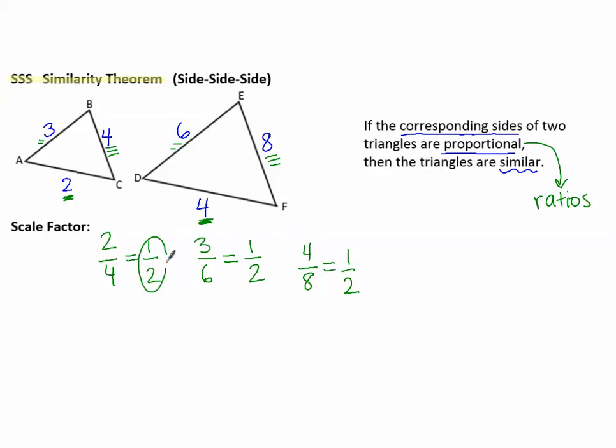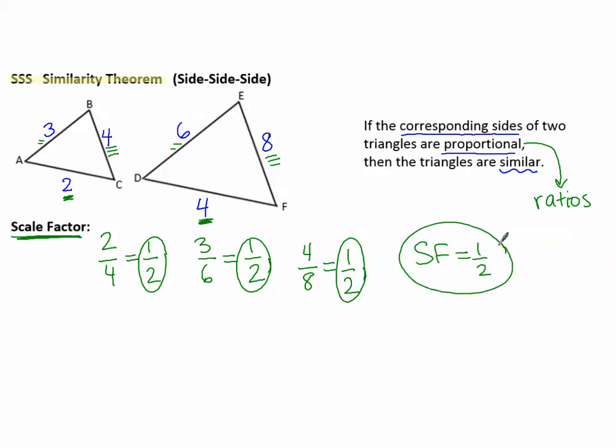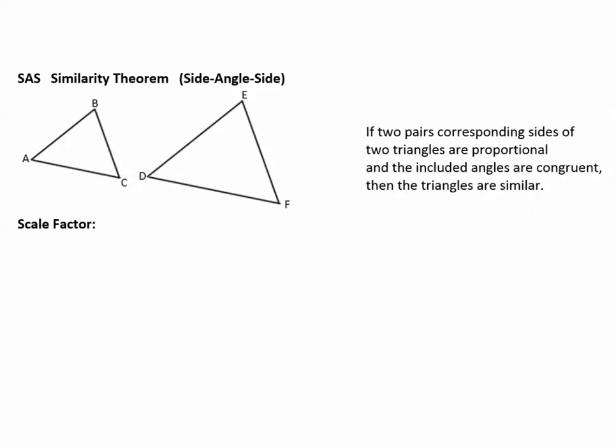Because all of these ratios are the same, the sides are proportional. And that's how we find the scale factor. The scale factor will be 1/2 because these sides are proportional to these sides, and the triangles are similar. Let's take a look at the last theorem.